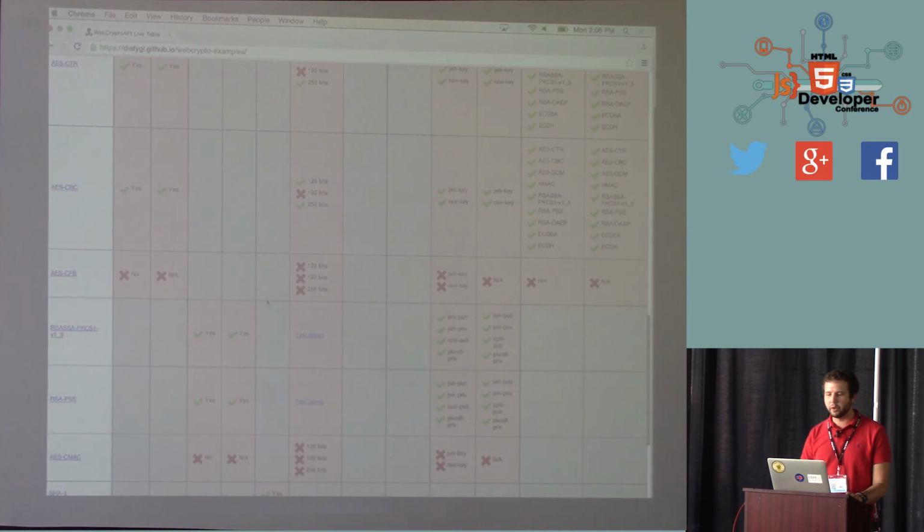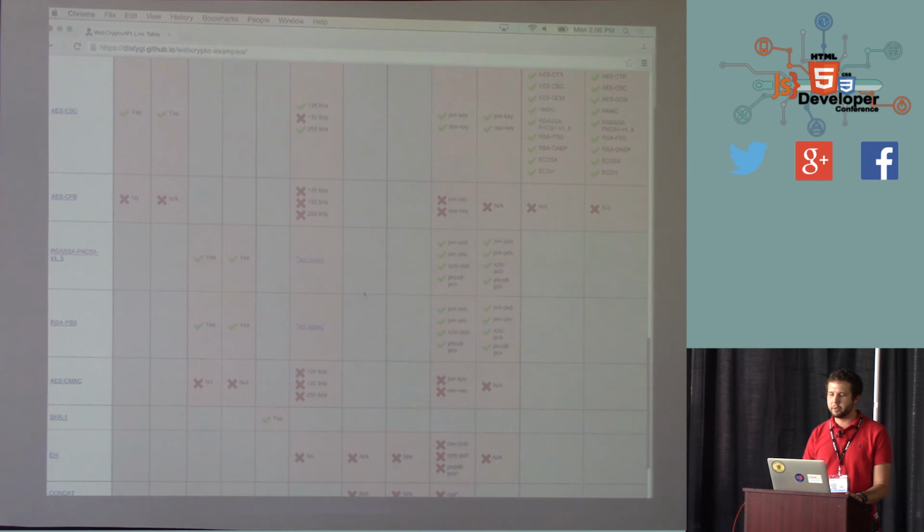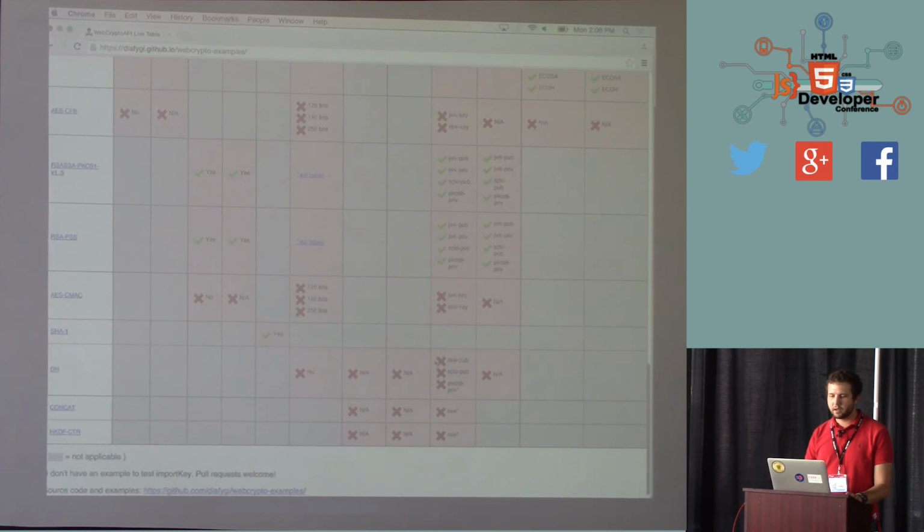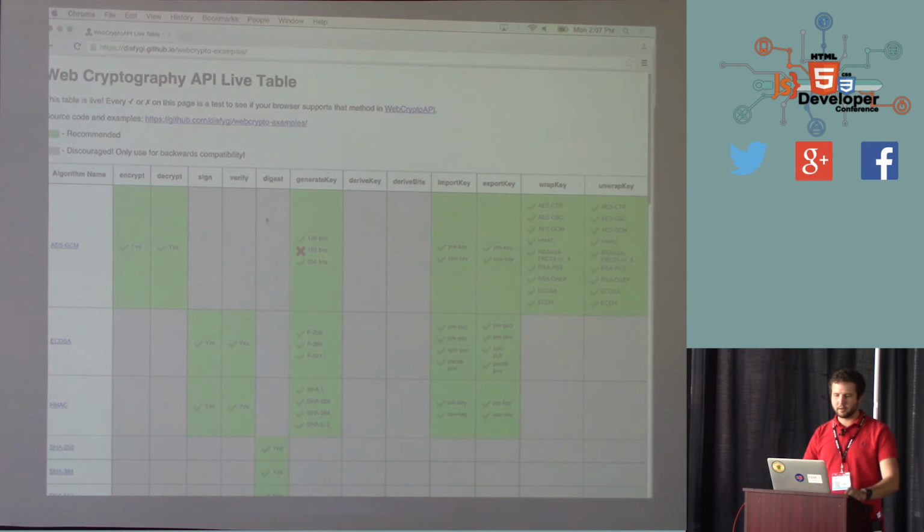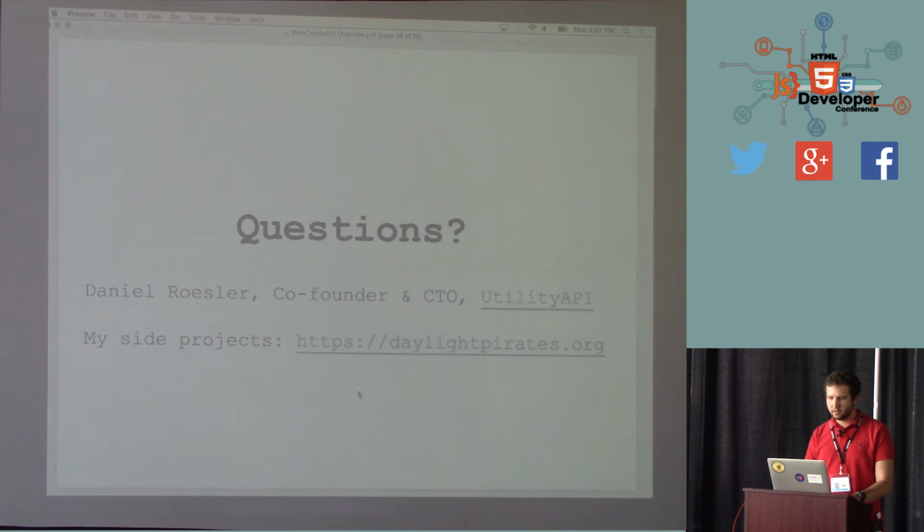Things that will never be added are AES-CFB, AES-CMAC, Diffie-Hellman Concat, which I don't even know what that is. Does anybody? No? Okay. And HKDF, which is another key derivation function. I don't know why those are in there. I would love for somebody to tell me why those were in there in the first place. So, I think that's what I have for this. I can open it up for questions.